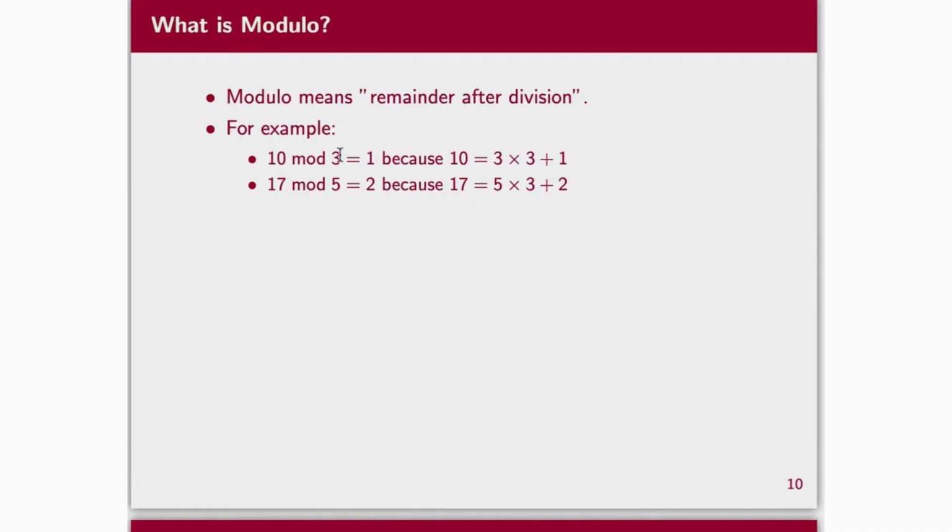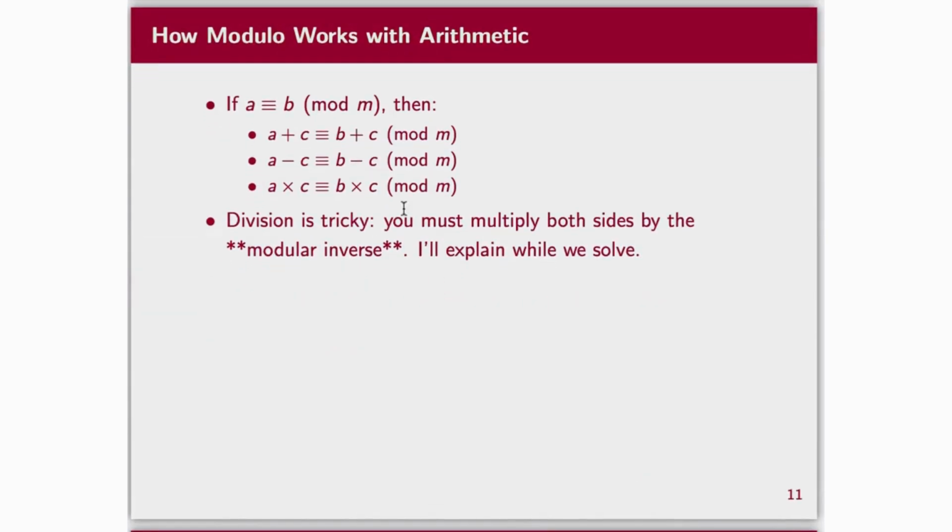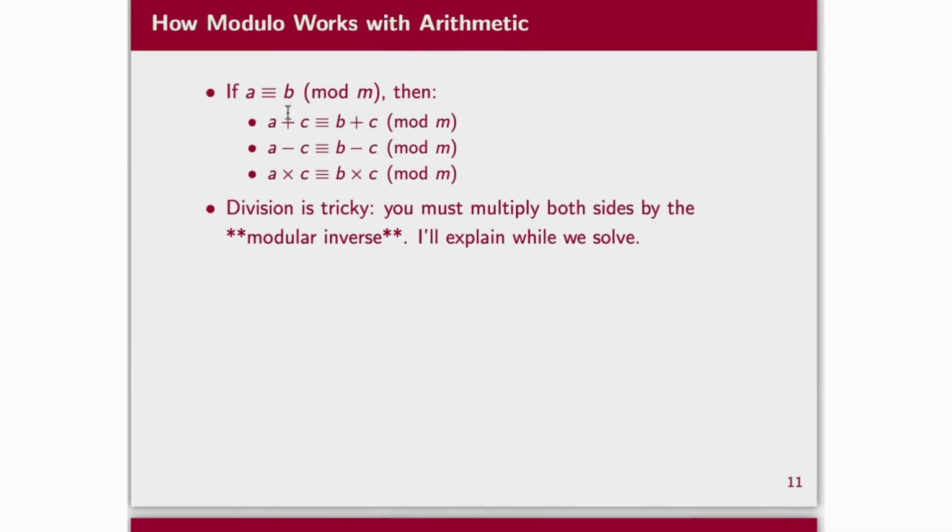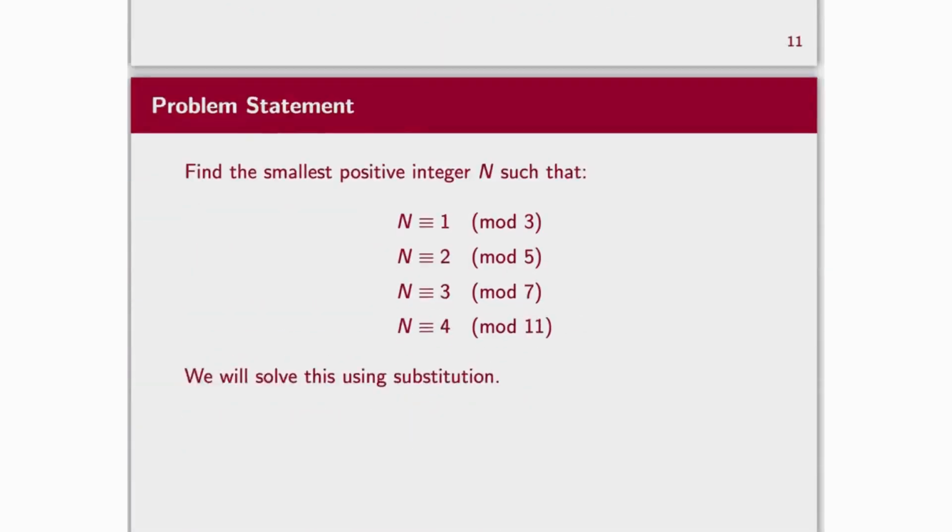For example, 10 mod 3 is 1, 17 mod 5 is 2, because 17 is equal to 5 times 3 plus 2. So how does modulo work with arithmetic? Well, if a is congruent to b mod m, then a plus c is congruent to b plus c. A minus c is congruent to b minus c. A times c is congruent to b times c. Now division is trickier because you have to multiply both sides by the modular inverse. I'll explain that while we solve.